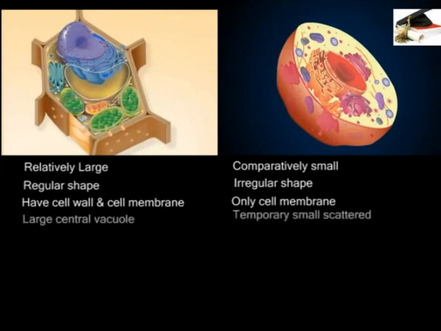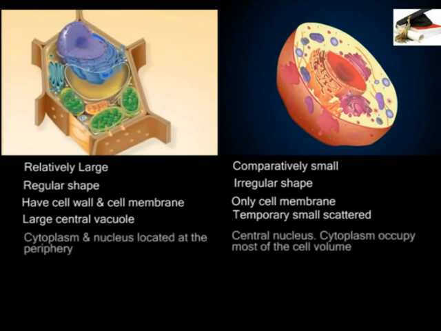The plant cells usually have a larger central vacuole, while animal cells usually have no vacuoles, but when present, they are temporary and small structures within the cytoplasm. The cytoplasm of the plant cell and the nucleus are usually located towards the periphery. The cytoplasm of the animal cell occupies most space in the cell, with the nucleus usually located in the center.